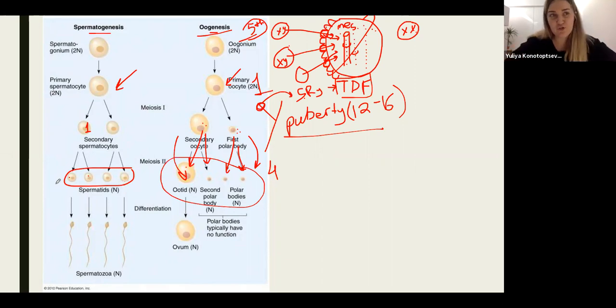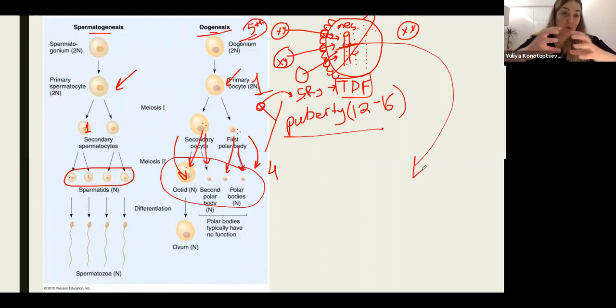Okay, so seminiferous tubules are not present at birth because we need testosterone for their appearance, and that happens at puberty. I'm very interested to see what is inside of the seminiferous tubules. So I'm going to take one, cut it in half, cross section, and draw what do you see, right? So what's inside of one seminiferous tubule?